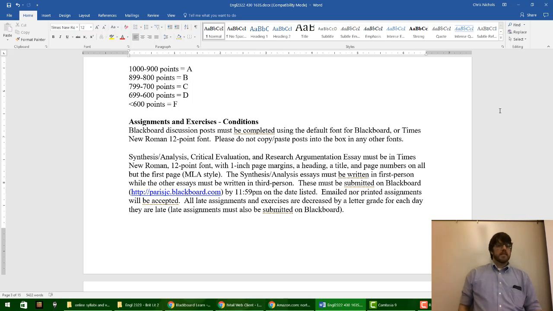Now with the essays, census analysis, critical evaluation, and research argumentation essay, they must be in Times New Roman 12-point font, 1-inch page margins, a heading, a title, and page numbers on all but the first page.